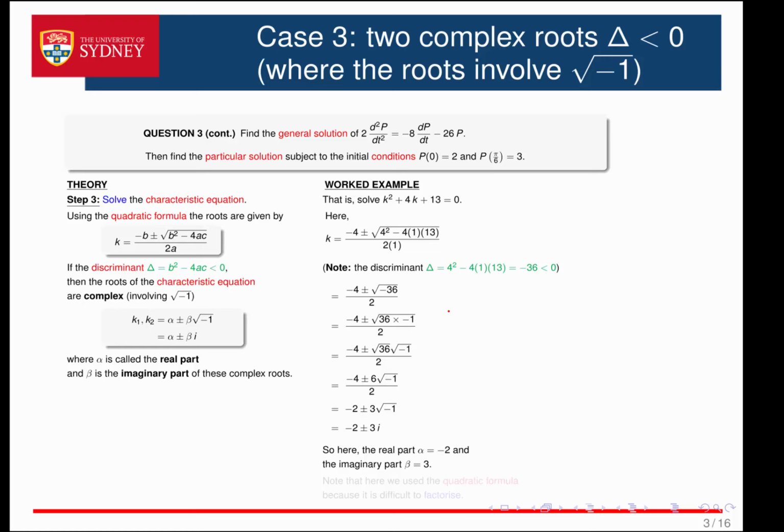Having simplified the roots of the characteristic equation to this form, we can now readily identify the real part alpha and imaginary part beta. Here alpha is negative 2 and beta is 3. Remember that beta is the real number 3, not 3i. We note here that factorising the characteristic equation by hand is difficult, and thus the quadratic formula is preferred.